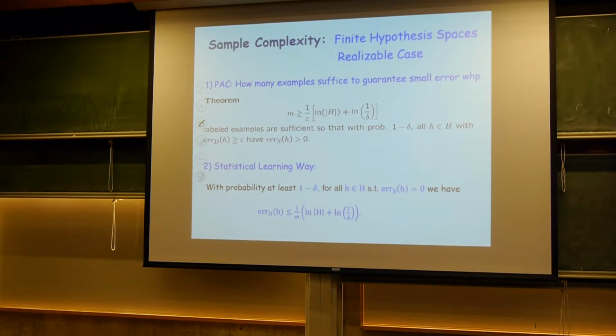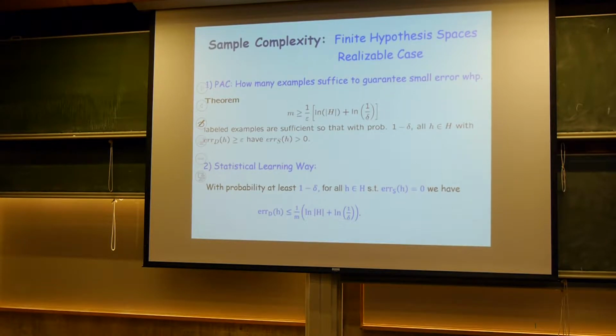This is the PAC way of stating the statement, and it's stated in the form of how many training samples suffice in order to guarantee small error with very high probability. The way I wrote the bound here is: if the sample size is large enough, then with very high probability, I can guarantee small error for all classifiers that are consistent with the data. So this is the PAC way of stating the result.